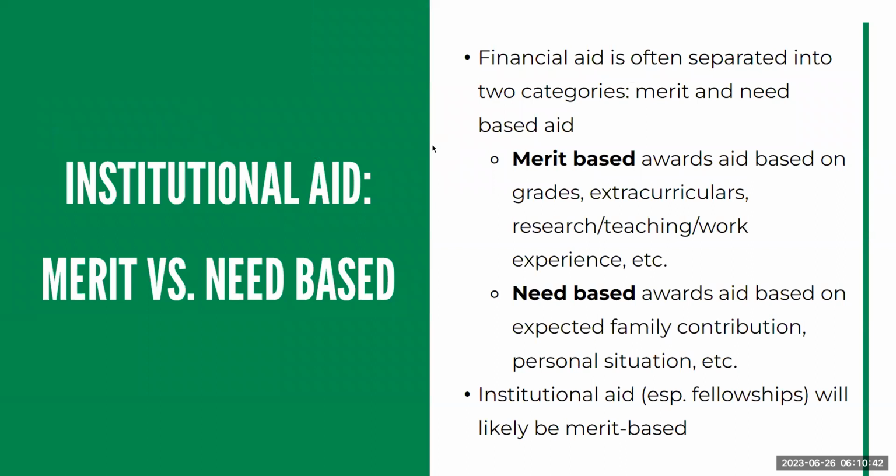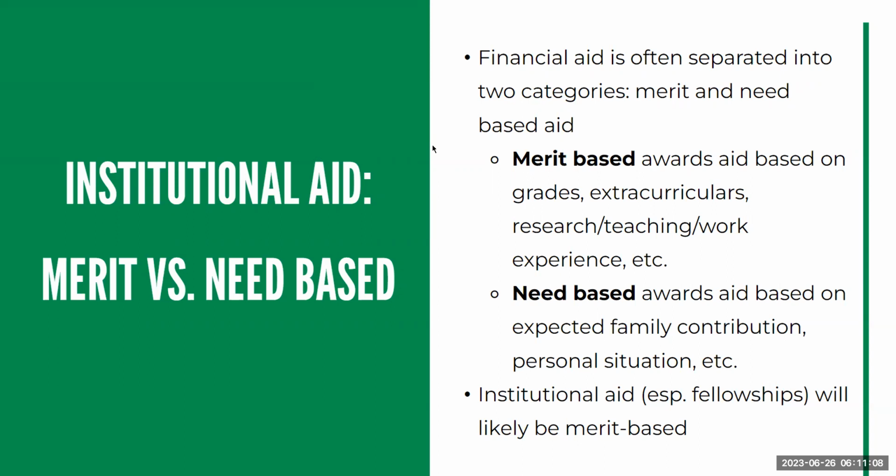And so, in general, US universities have two different types of financial aid. There is merit-based aid, and then there's need-based aid. Merit-based aid awards financial aid to students based on their personal achievements. So that means looking at things like grades, test scores, extracurriculars, your work experience or research experience or teaching experience.